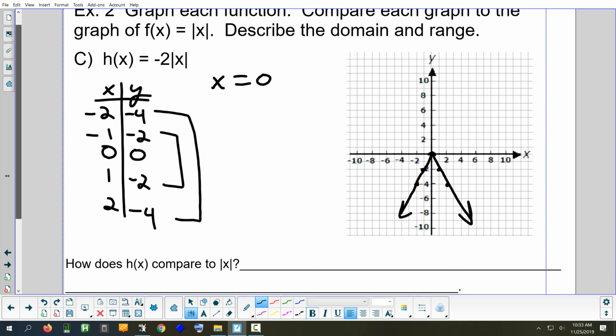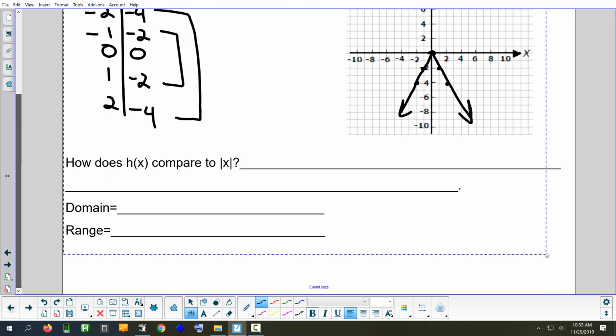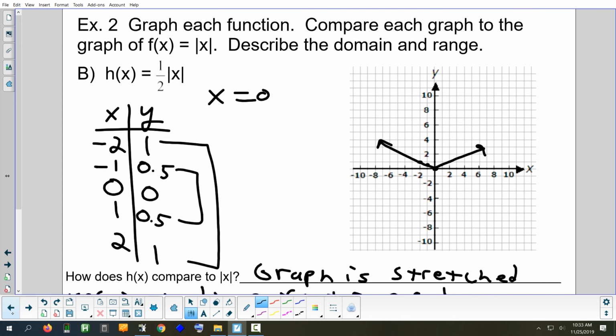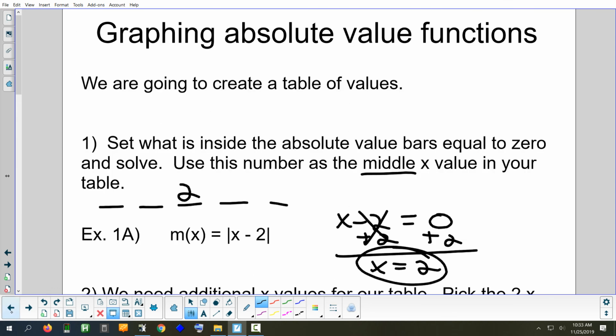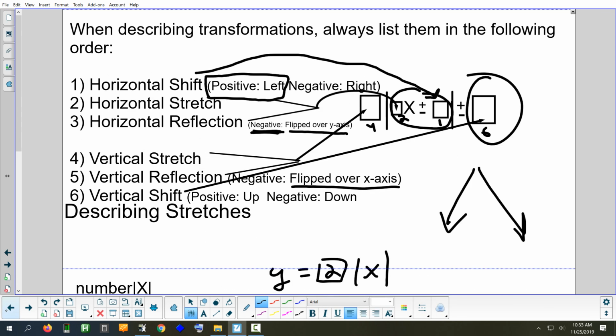Now, look in front of the bars. When you look in front of it, there's two things. There's a 2 and there's a negative. So let's look up what the 2 does. Okay, the 2 is in which box there?